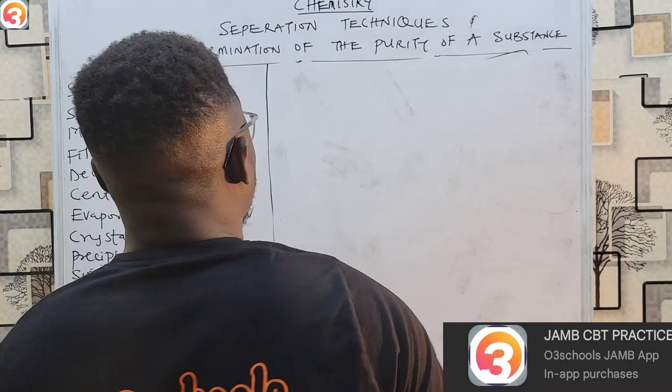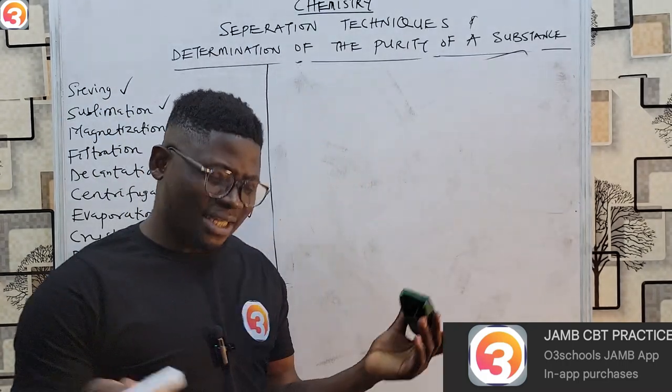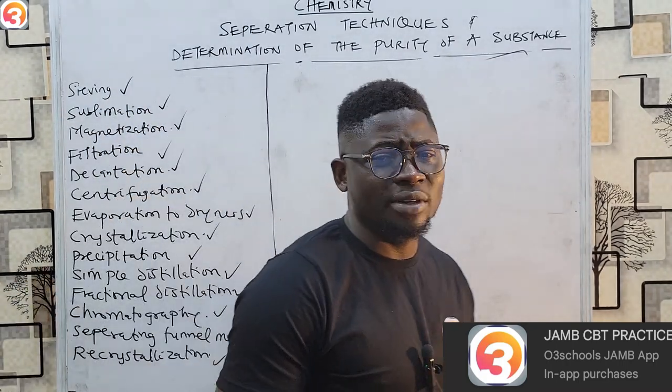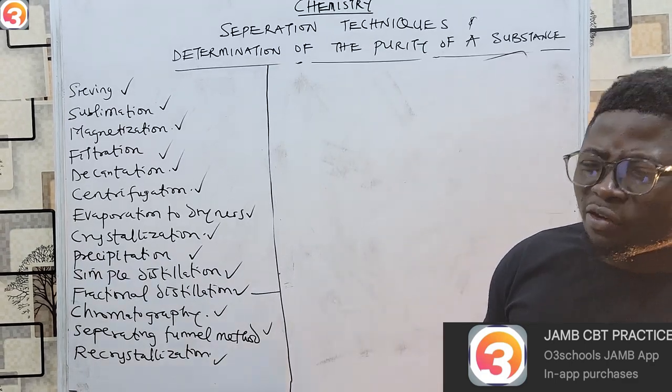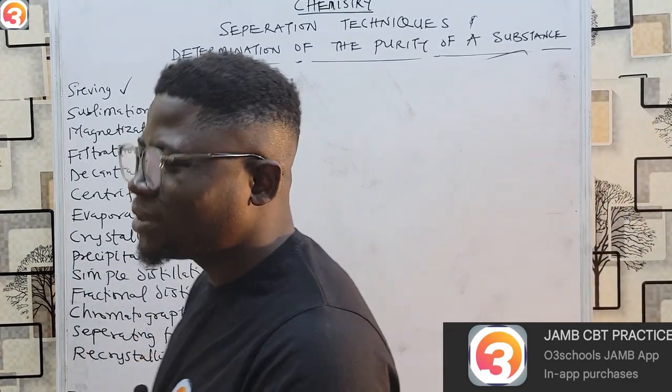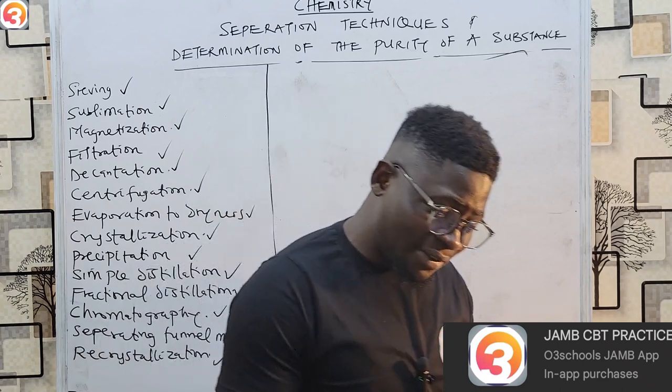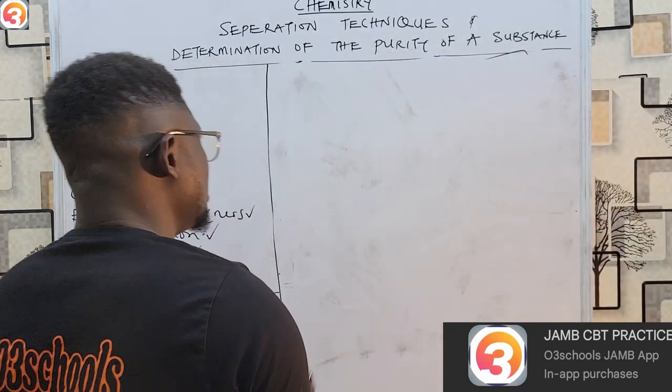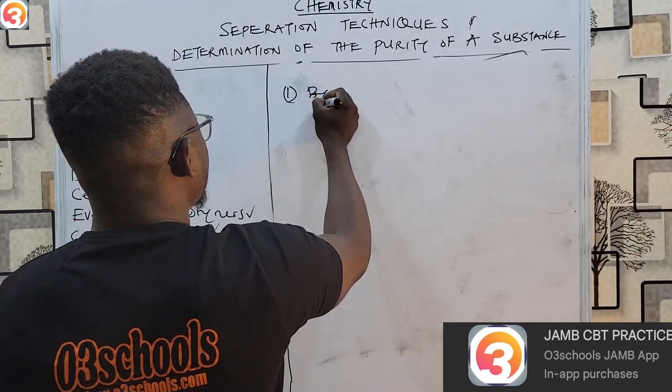So I'm going to talk about the determination of the purity of a substance quickly, which is the last part of this class. How do we know that a substance is pure? There are different techniques and methods we use. One is visual inspection.